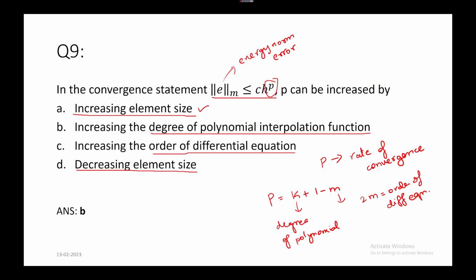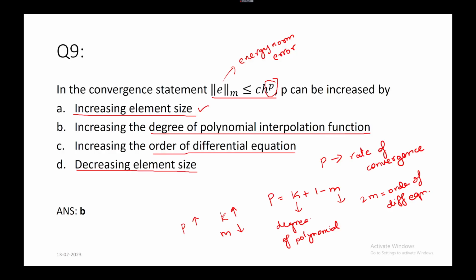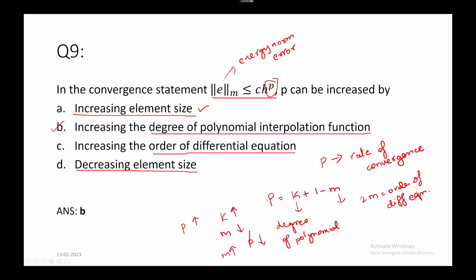So we just saw this earlier. So p can be increased by either increasing k or decreasing m. If I increase k, which is nothing but increasing the degree of polynomial interpolation function, I can increase my p. At the same time, if the order increases, so m increases, p decreases.